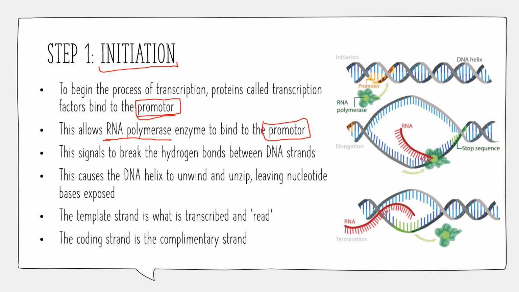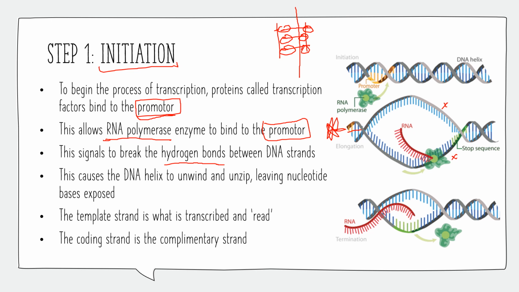This signal, so these transcription factors along with the RNA polymerase binding, causes a break to the hydrogen bonds between DNA strands. So remember when we were looking at our DNA, and this is very simplified, I didn't do the helix or anything, remember that our bases are connected with hydrogen bonds. So to break apart our DNA strand, we need to break those hydrogen bonds, which is going to cause something that looks like this picture here. So you'll see that these hydrogen bonds are intact and then they are broken apart.